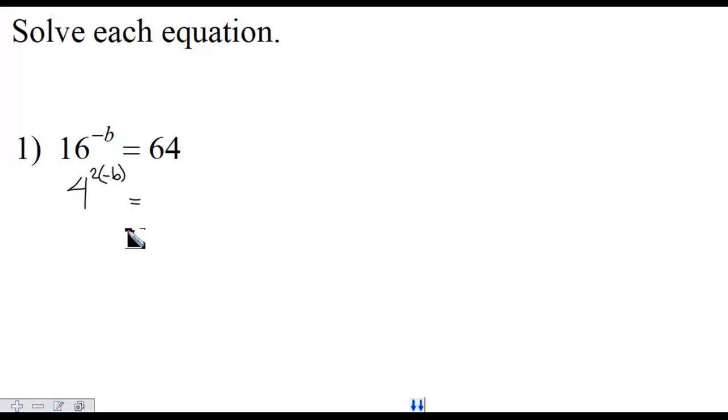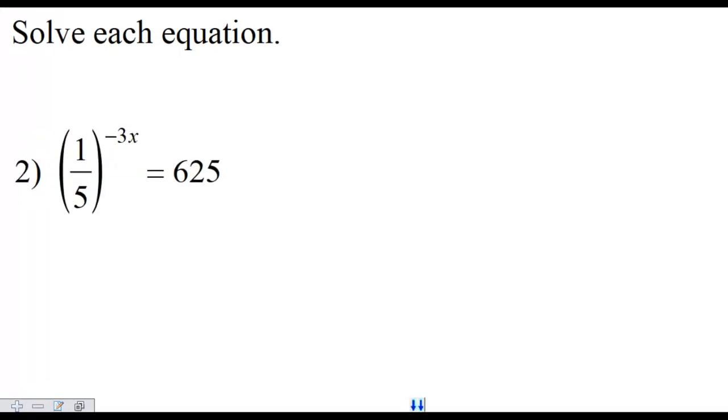Let's do the same thing for 64. Can I rewrite it as 4 to a power? Yes, 4 cubed. So as long as your base numbers are the same, then your exponents are now equal to each other. Let's go ahead and clean up the exponent on the left. 2 times negative b is negative 2b, and this will be equal to 3. To solve, since negative 2 and b are multiplied, I'll divide both sides by negative 2. So b is equal to negative 3/2.